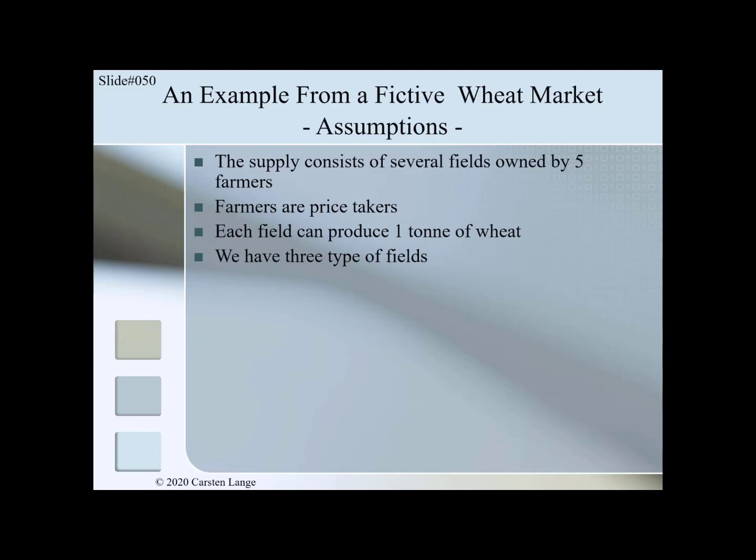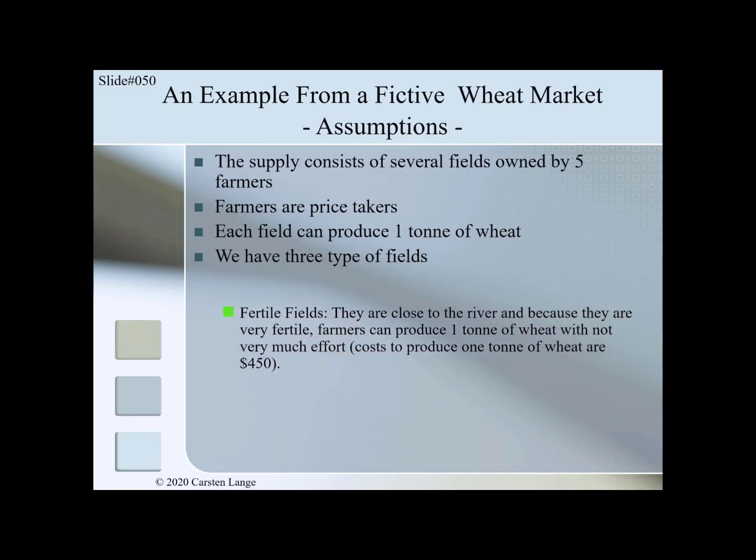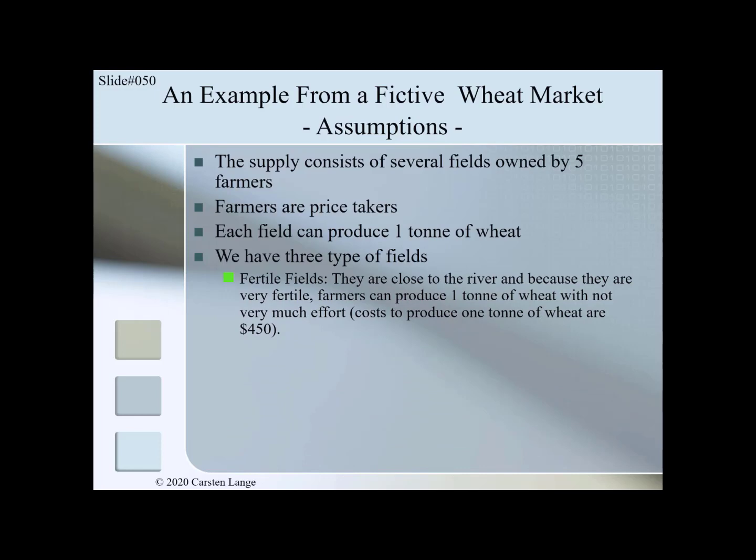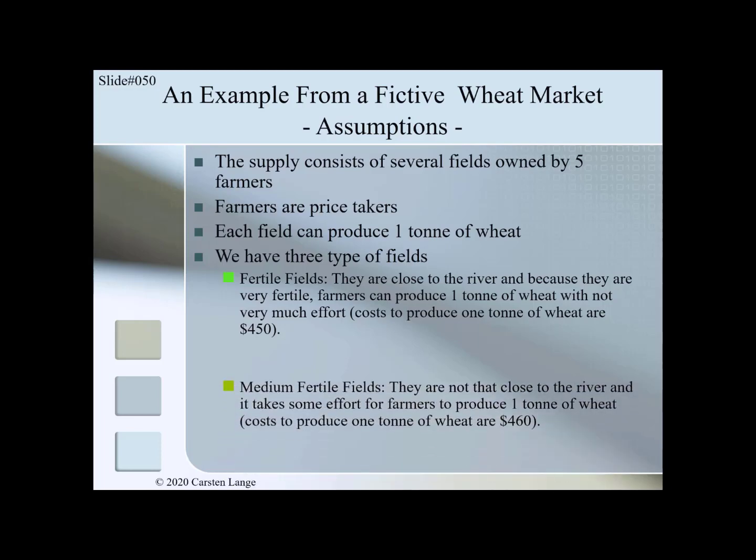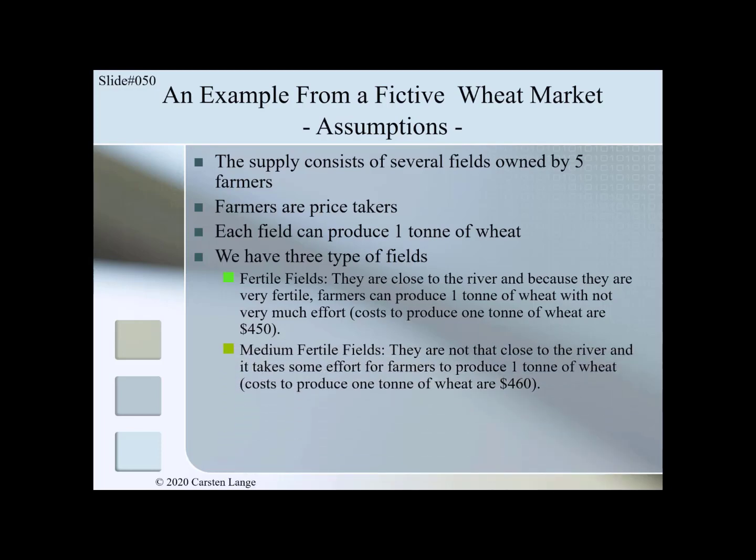The first type of fields are close to the river, and because they are very fertile, farmers can produce 1 ton of wheat with not very much effort. That means the costs to produce 1 ton of wheat are not very high. They are $450.